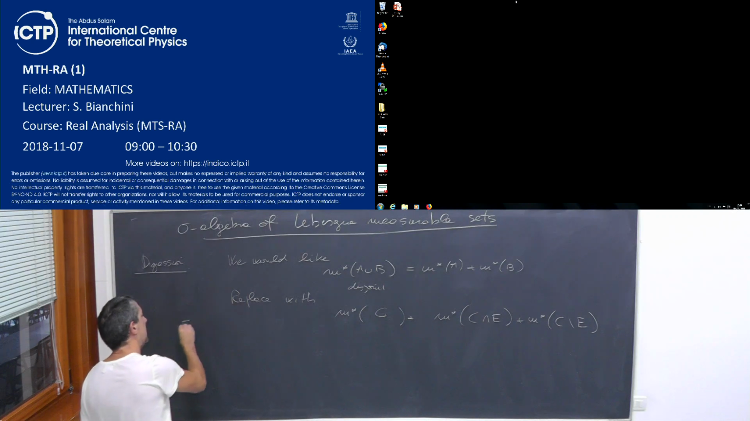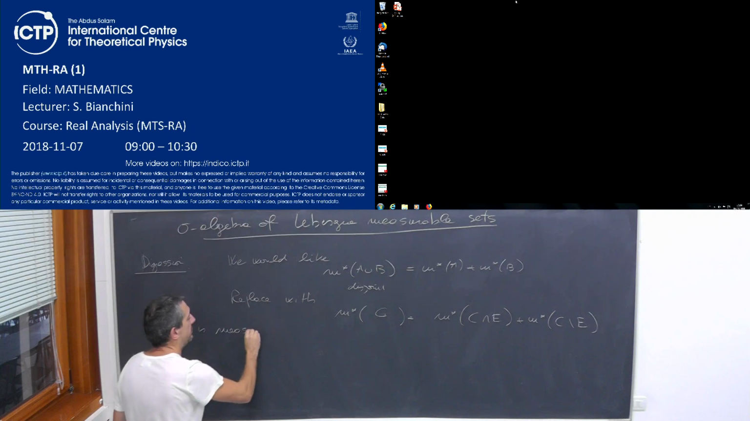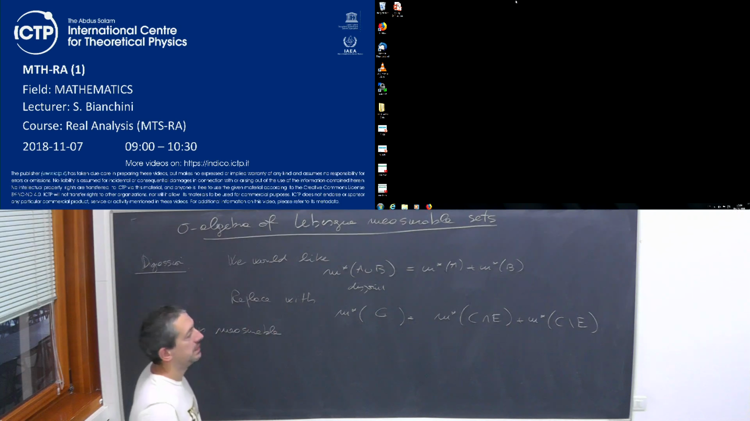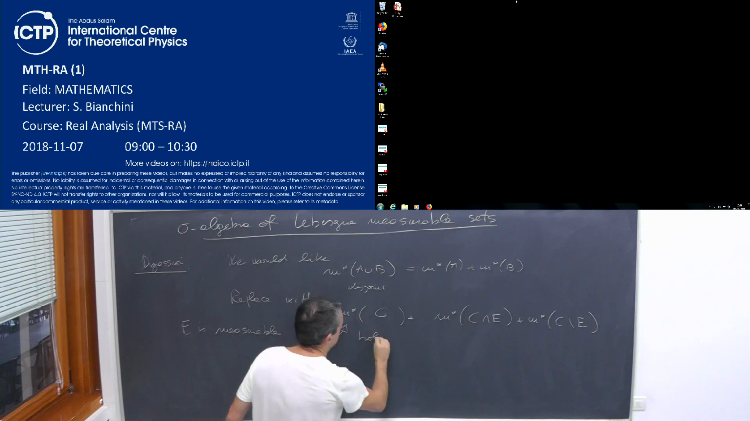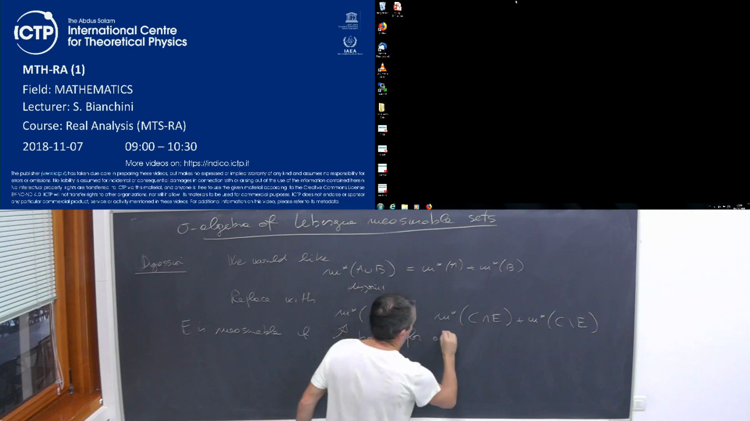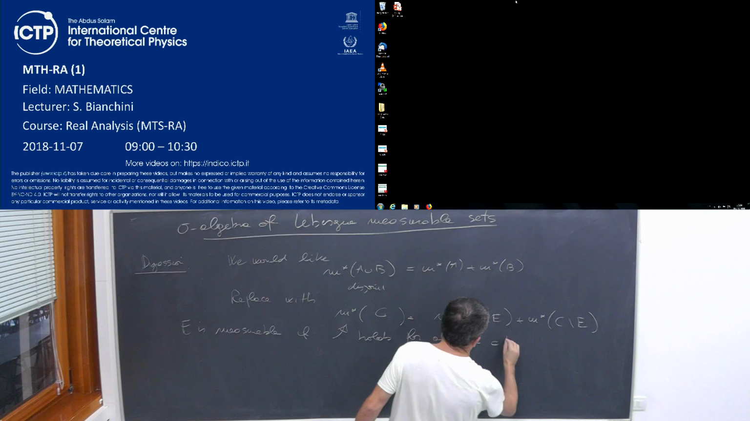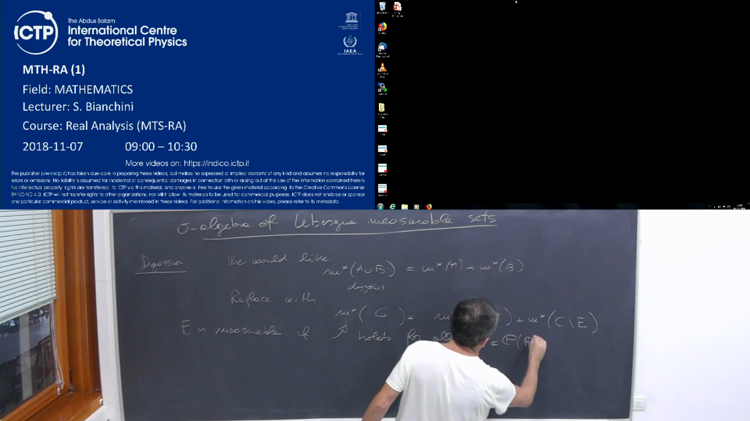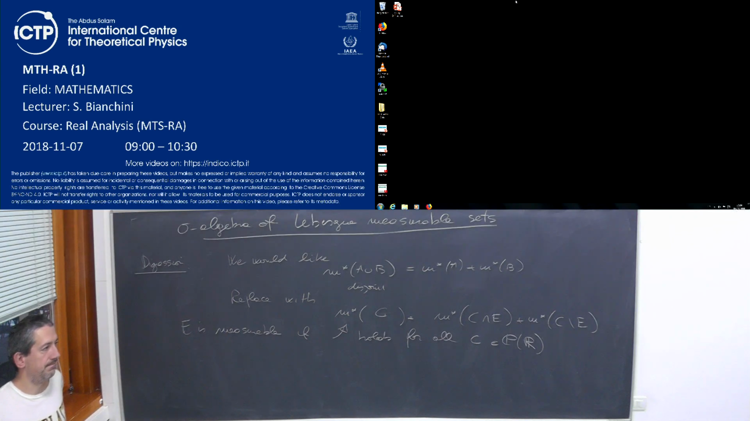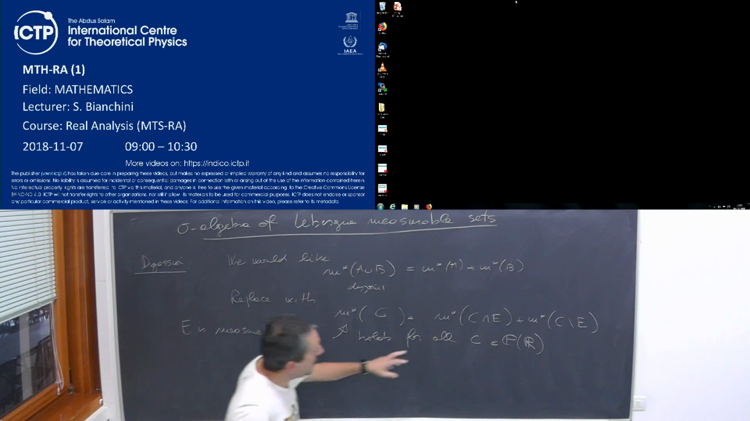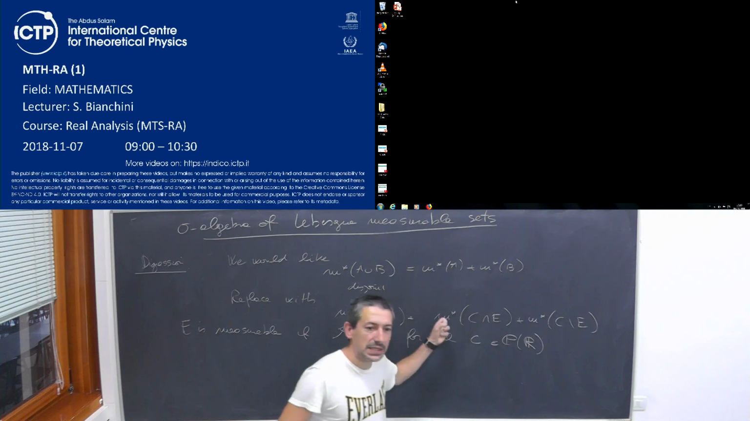So I say that E is measurable if this holds for all C in the power set. I think we reversed the order. Didn't we reverse the order, so that C is now called measurable? No. E is the measurable set that you are testing with all the C.